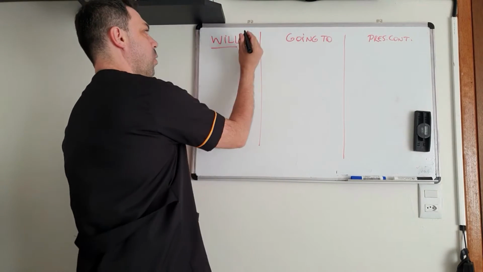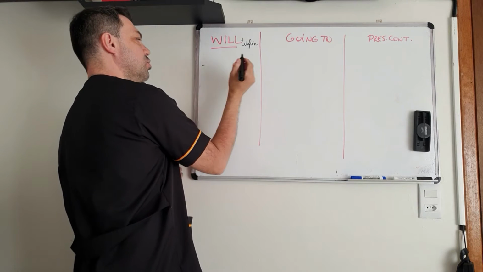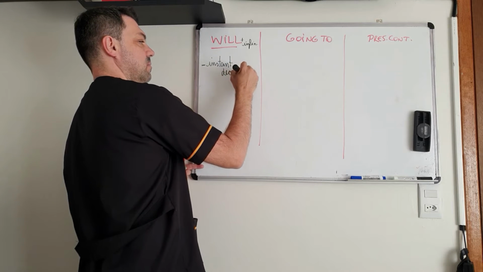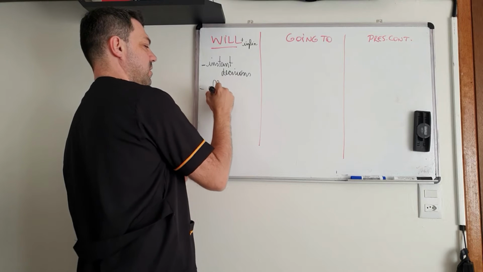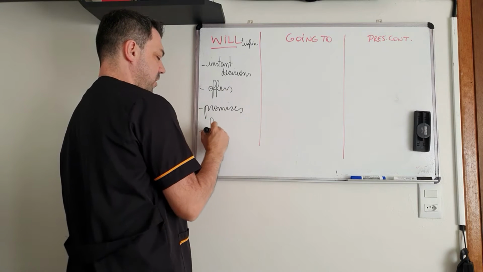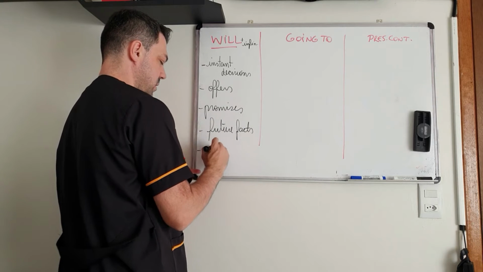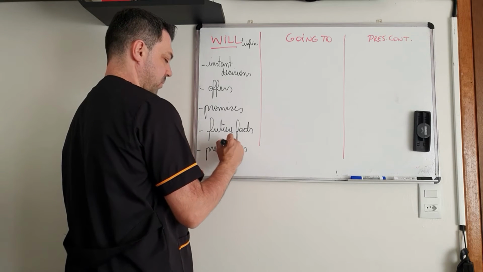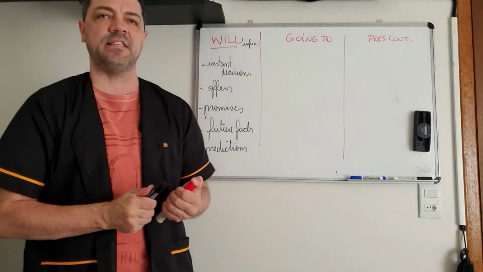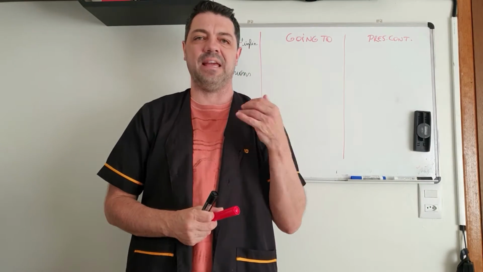We use will. Will always comes with a verb in the infinitive form. You use will for instant decisions. You use will for offers or promises. And you use will for future facts and also for predictions. Of course, I'm going to give you an example of each so you don't get lost. Instant decisions. I'll open the door. Oh, the phone is ringing. I'll answer it. It's instant decision.